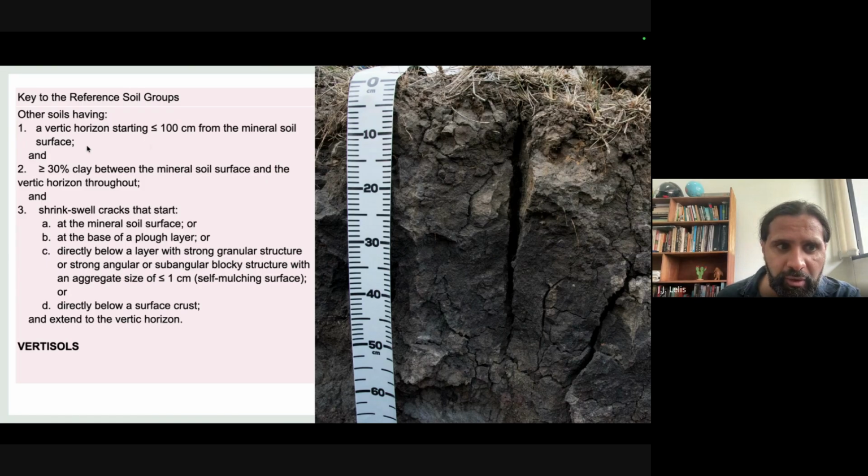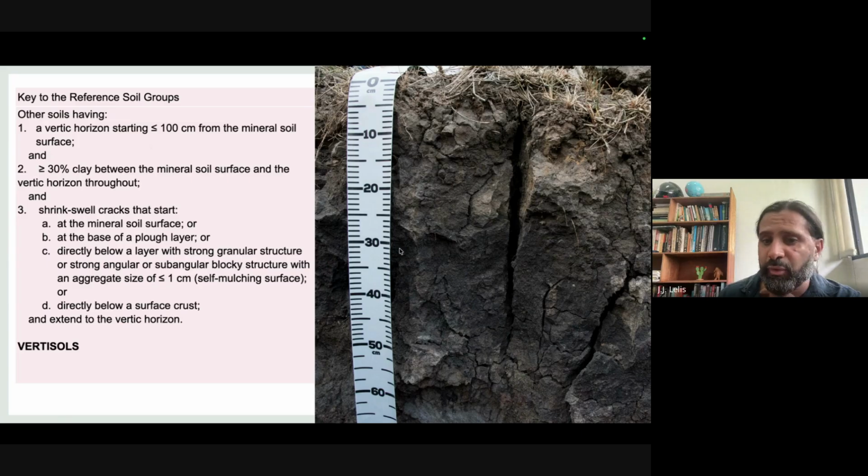And so number one and number two: at least 30% of clay between the mineral soil surface and the vertic horizon. So I should not register sandy or loamy textures between the soil surface and the vertic horizon. So let's say the vertic horizon starts at 30 centimeters.